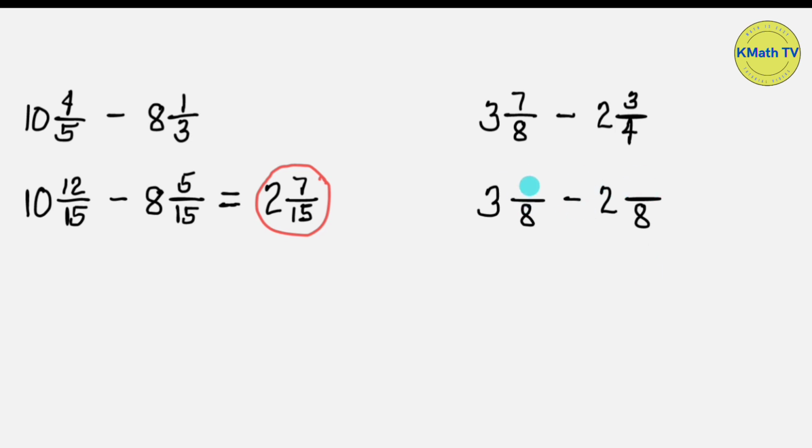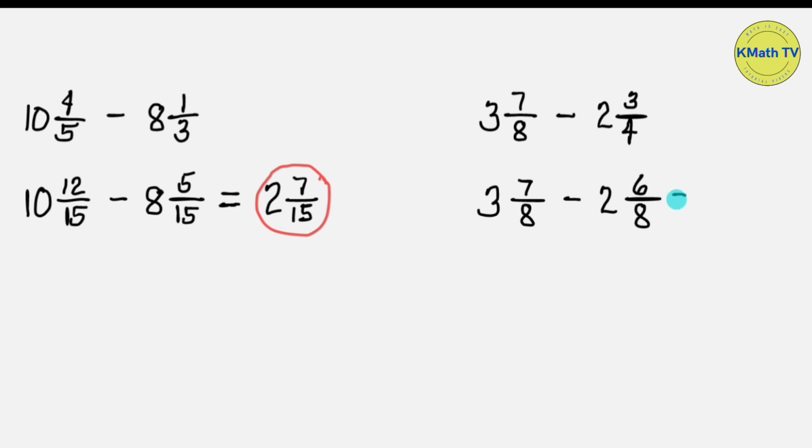Okay, for the minuend, let's divide 8 divided by 8 equals 1. 1 times 7 equals 7. Let's do the same in the subtrahend. 8 divided by 4 equals 2. 2 times 3 equals 6. Okay, the fractions now are similar. The denominators are the same.